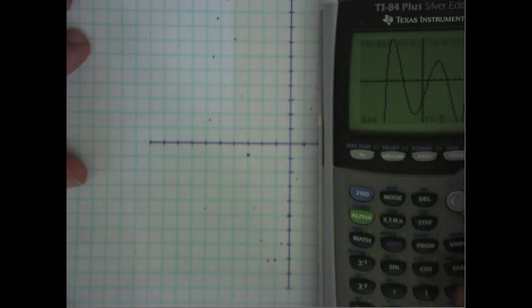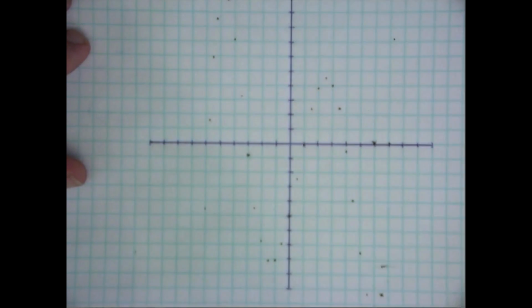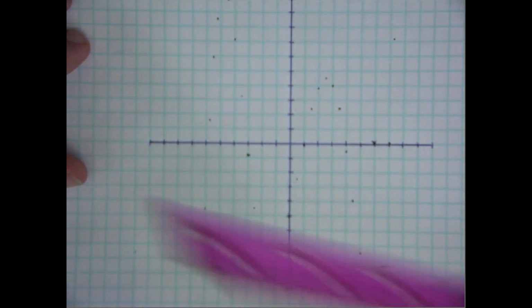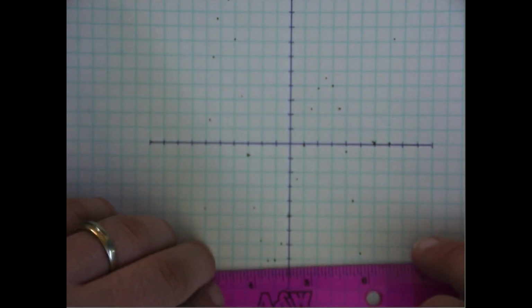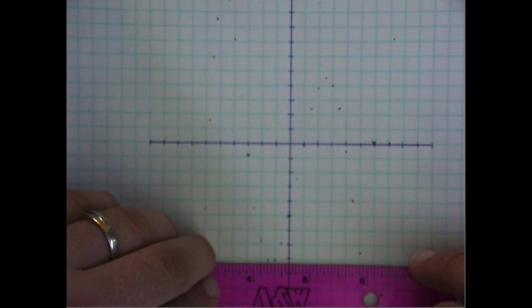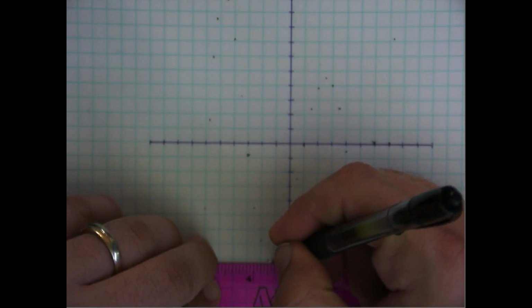Hit trace. I'll plug in -1.25. That tells me that it's about -8.18. So about -8 3/16. Close enough to 8 1/4 that it won't mean much resolution-wise. So about there. I'll put a point right there to show that's my minimum.